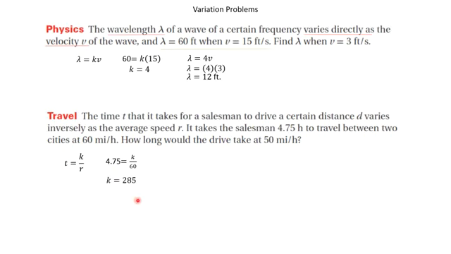Multiply by 60 to get k equals 285. Plug k back into the equation. Time equals 285 over r. And then again, here it could give us t or r, and we can find the other one. Here it gives us r, 50, and we just have to divide. 285 divided by 50 is 5.7 hours. And so we can solve any of the problems like that.